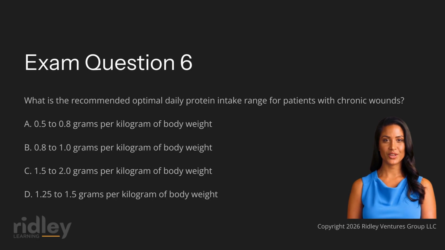Clinical nutrition guidelines recommend 1.25 to 1.5 grams per kilogram per day as the optimal range for most patients with chronic wounds. This range supports the increased demands of the proliferative and remodeling phases of healing without imposing excessive renal load in the general wound care population. For patients with pressure injuries, particularly those with significant exudate losses that deplete protein reserves, even higher intakes may be warranted and should be individualized. Inadequate protein intake is a modifiable risk factor for impaired healing, which is why nutritional screening and supplementation are integral components of evidence-based wound management.